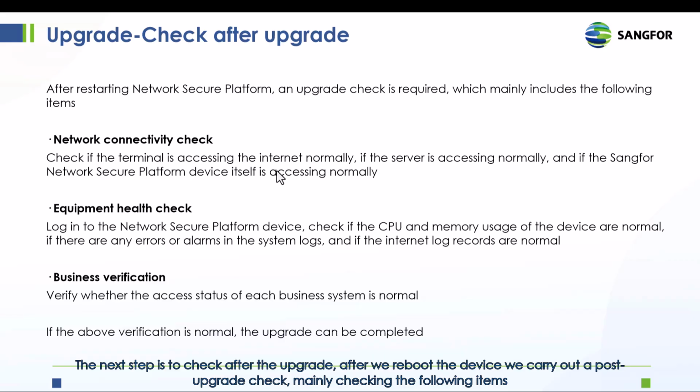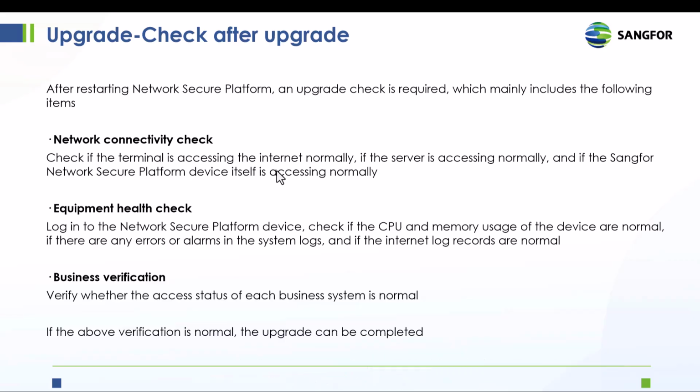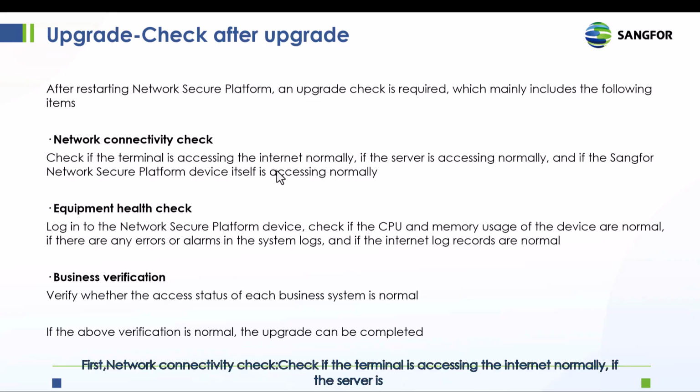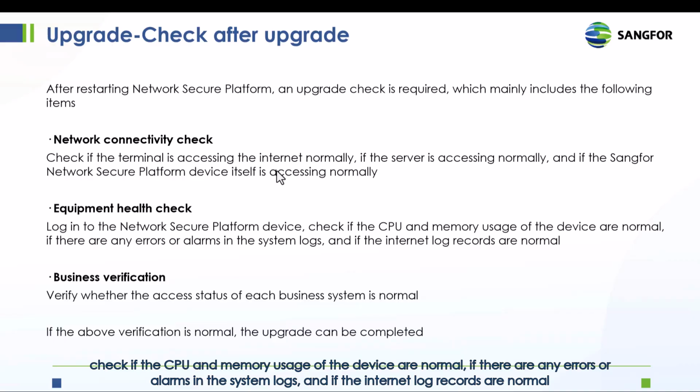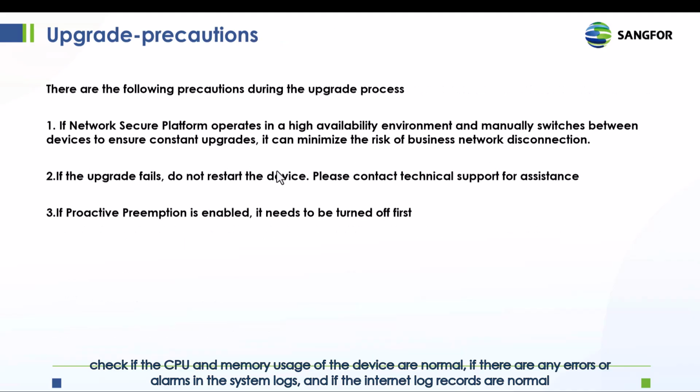After we reboot the device we carry out a post-upgrade check, mainly checking the following items. First, network connectivity check. Check if the terminal is accessing the internet normally, if the server is accessing normally, and if the SANGFOR Network Secure Platform device itself is accessing normally. Secondly, equipment health check. Log into the Network Secure Platform device. Check if the CPU and memory usage of the device are normal, if there are any errors or alarms in the system logs, and if the internet log records are normal.